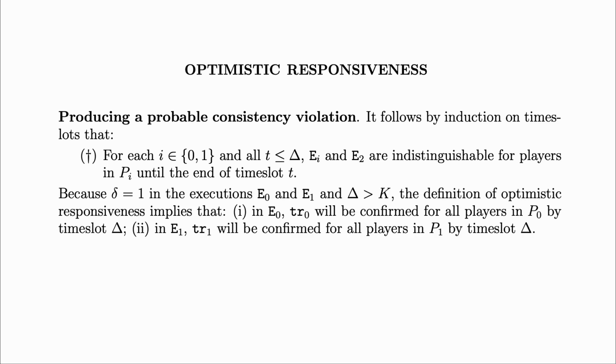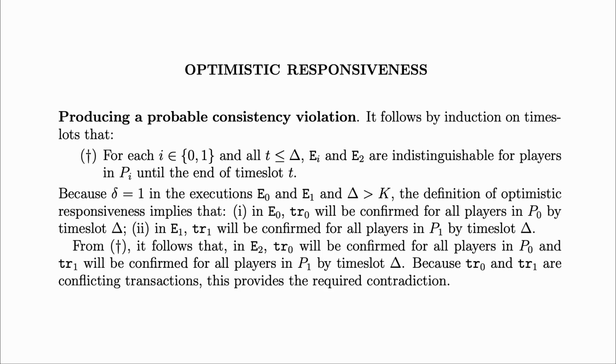Well, because little delta, our actual bounded message delay, is 1 in the executions E0 and E1, and because uppercase delta is greater than k, the definition of optimistic responsiveness implies that in E0, TR0 will be confirmed for all players in P0 by time slot delta. And similarly in E1, TR1 will be confirmed for all players in P1 by time slot delta.